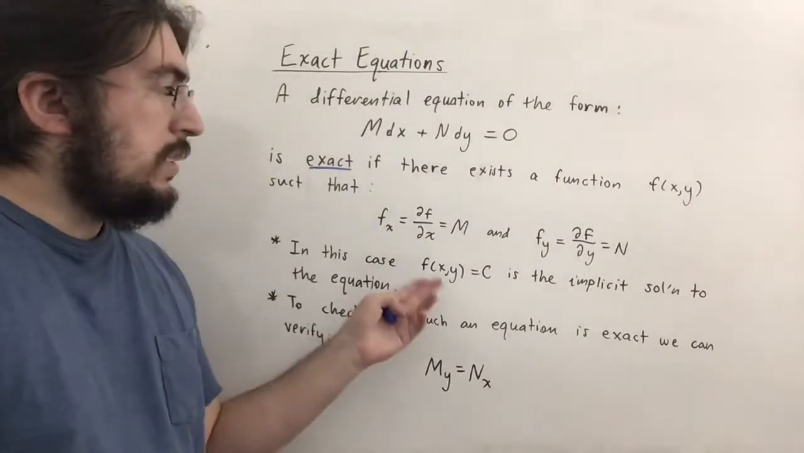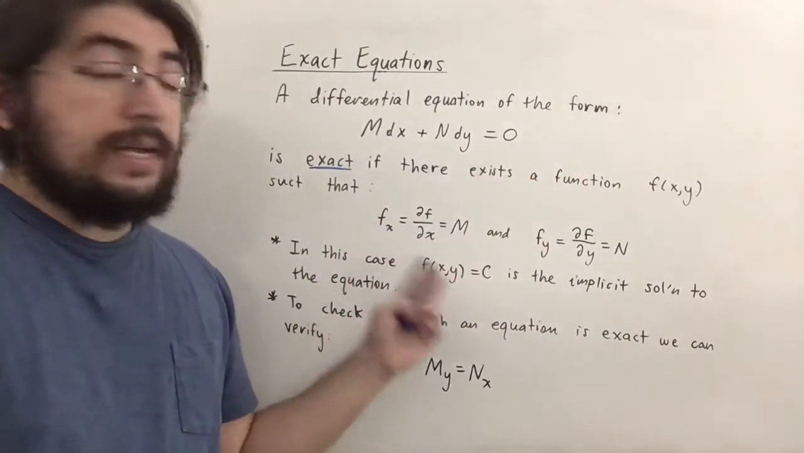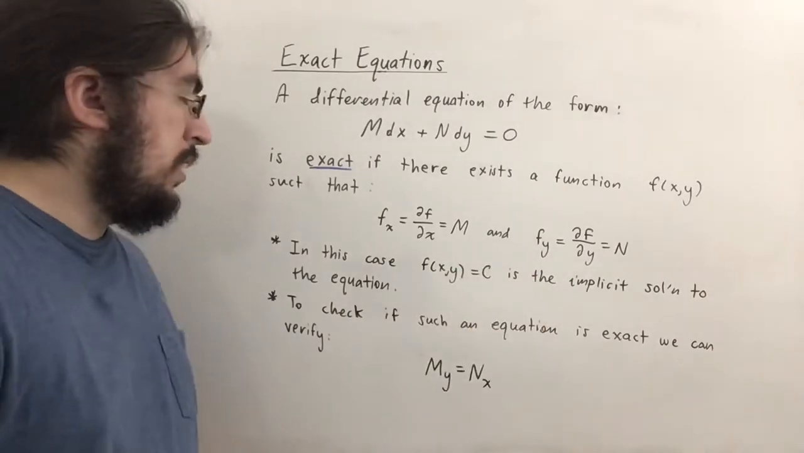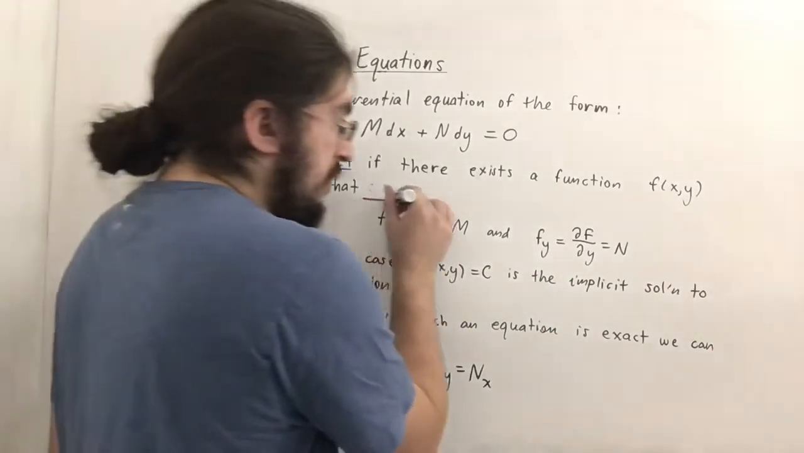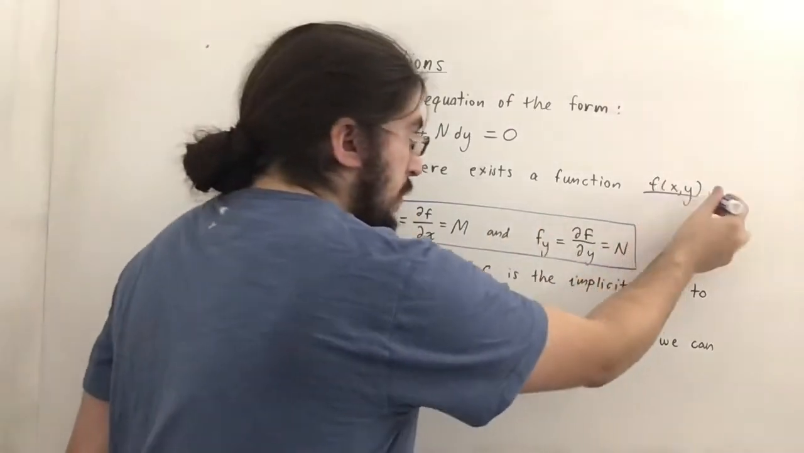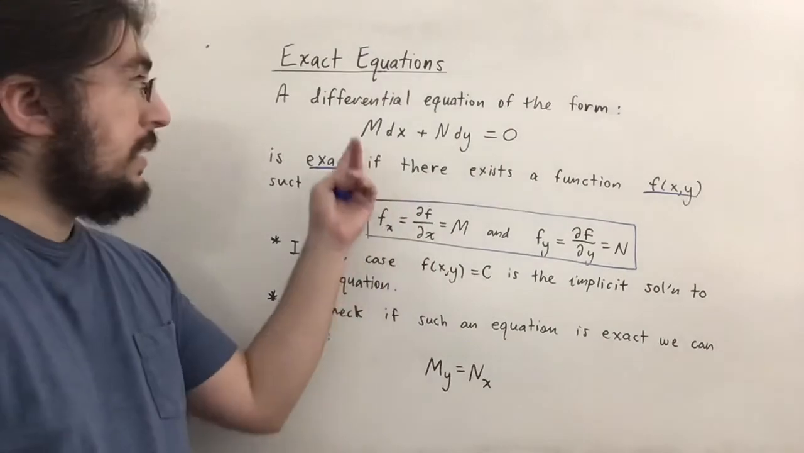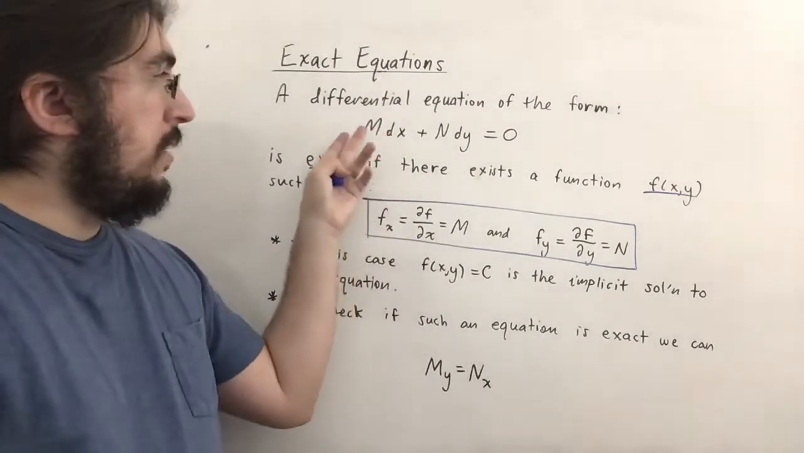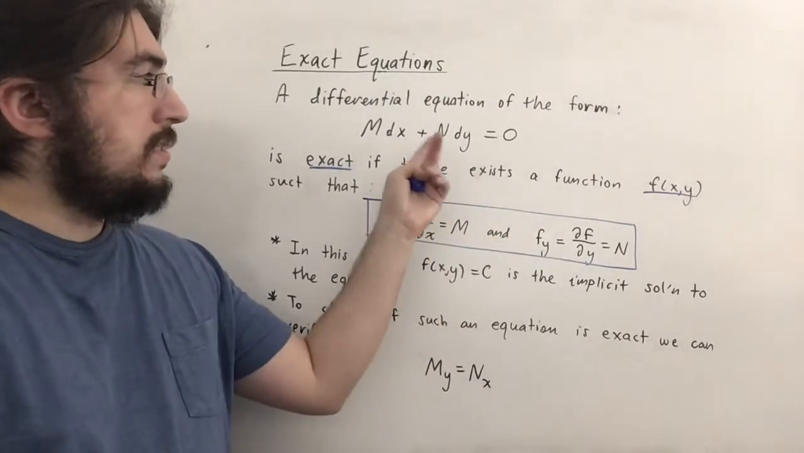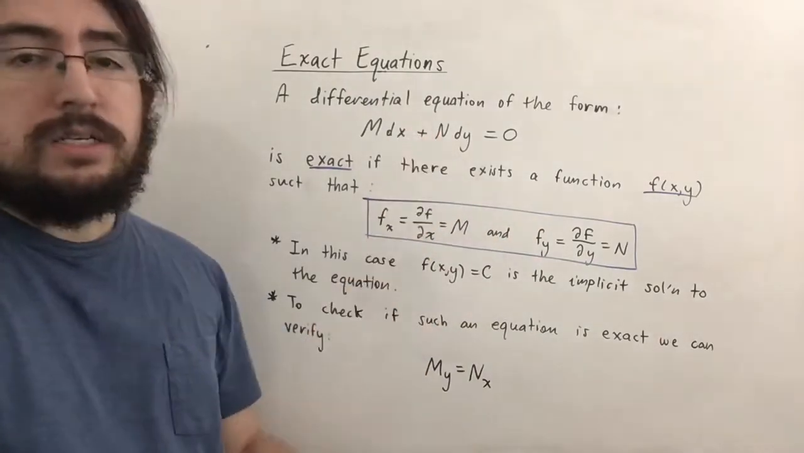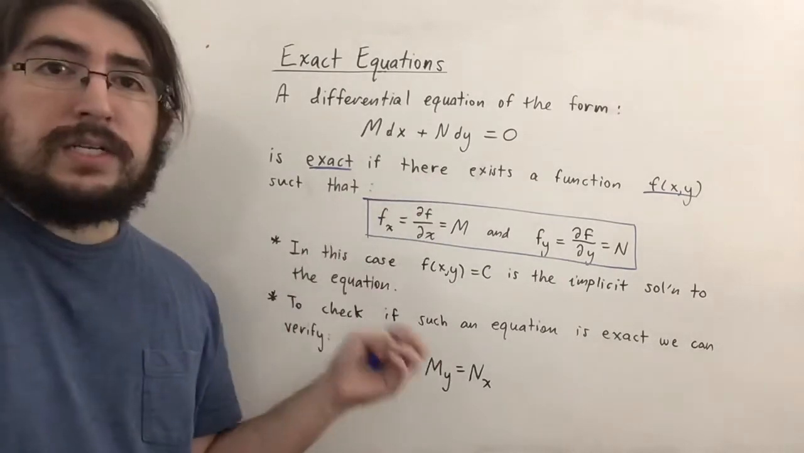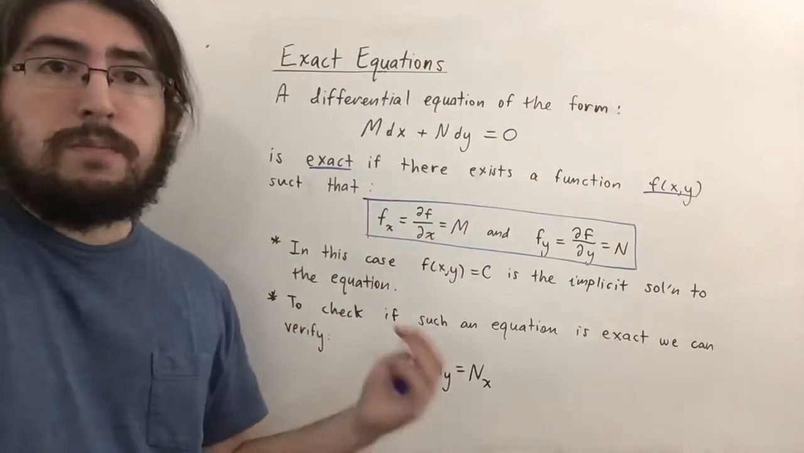Now in this case we say that f(x, y) equals c, some arbitrary constant, is the implicit solution to the equation. So we're trying to find some two-variable function f(x, y) such that its partial with respect to x is the function attached to dx, and whose derivative with respect to y is the function attached to dy. Good. Once we've found that function, we can just say that function equals c is our implicit solution.